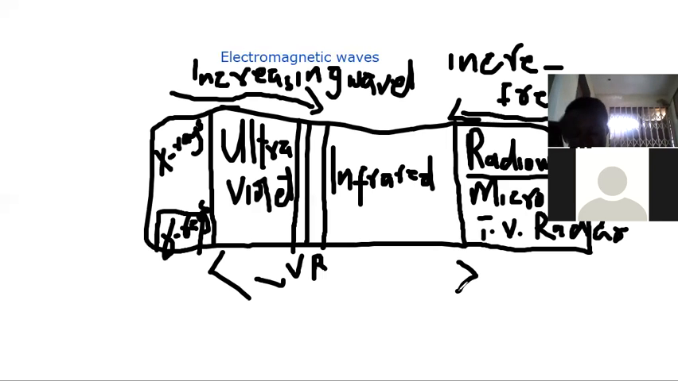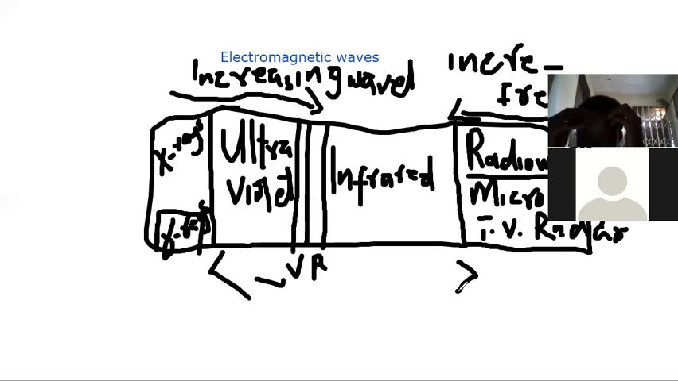The radar is spelled r-a-d-a-r. It consists of a source giving out electromagnetic waves and receiving the waves reflected by the objects hit by the waves.